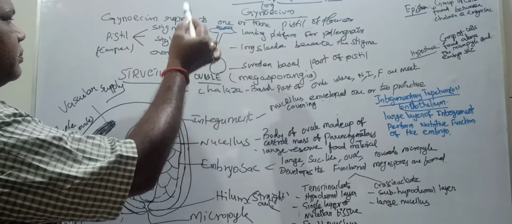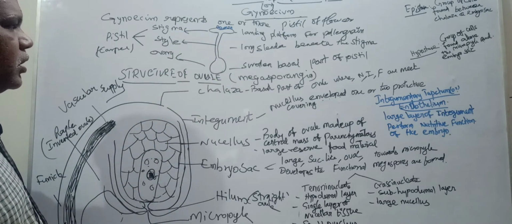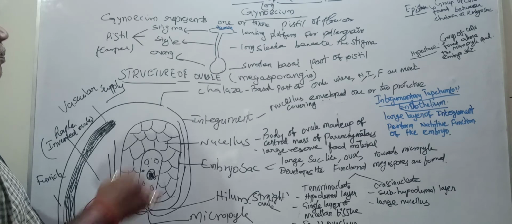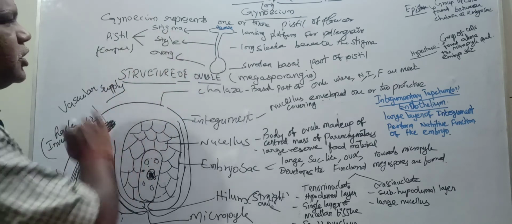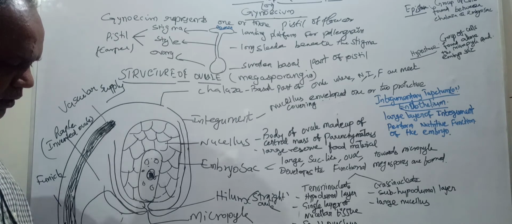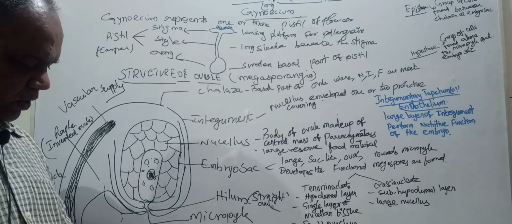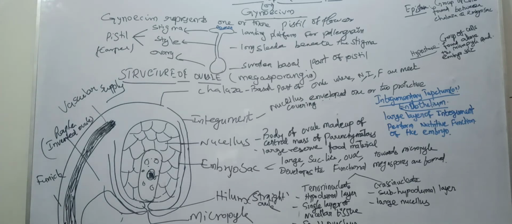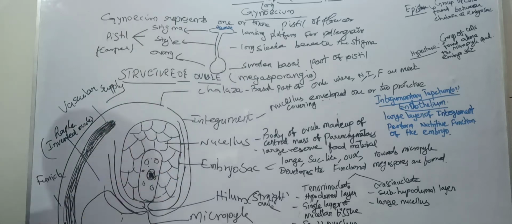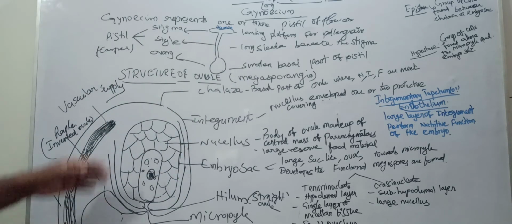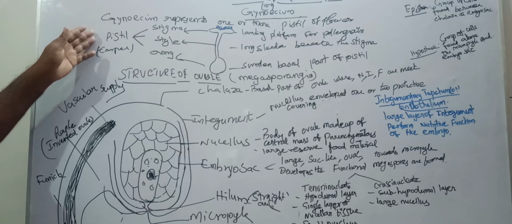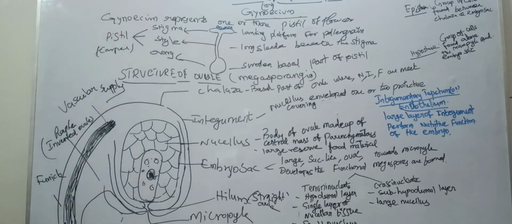The basal part of the pistil or carpel is called the ovary. The pistil contains three parts, what are they? Ovary, style and stigma. The swollen basal part of the pistil is called the ovary. So the female reproductive part, the gynoecium, contains one or more pistils.